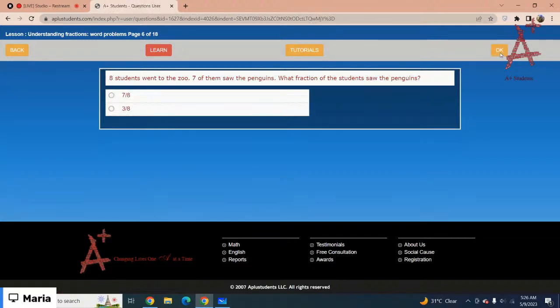8 students went to the zoo. Seven of them saw the penguins. What fraction of the students saw the penguins? Which is the correct option? Yes, it would be 7 out of 8. Option number 1 is the correct option.